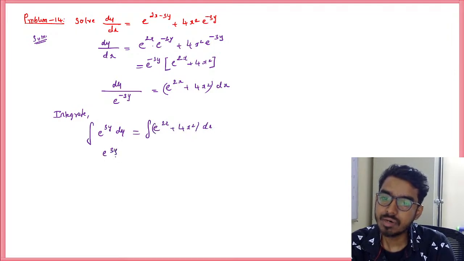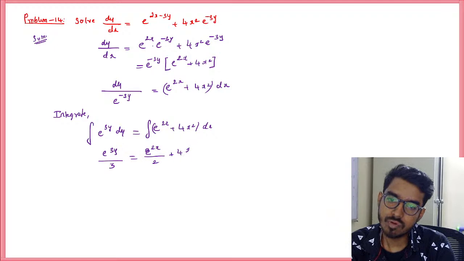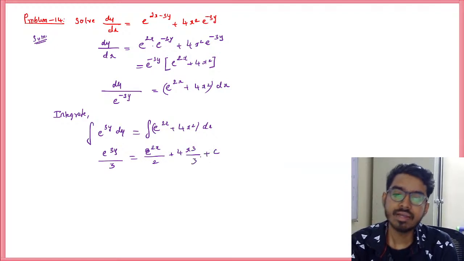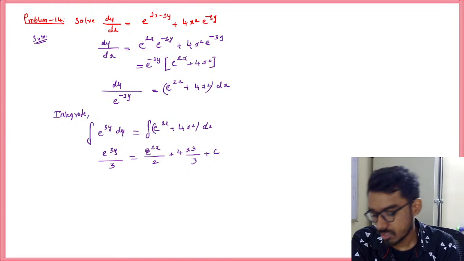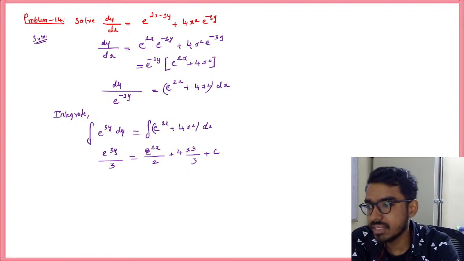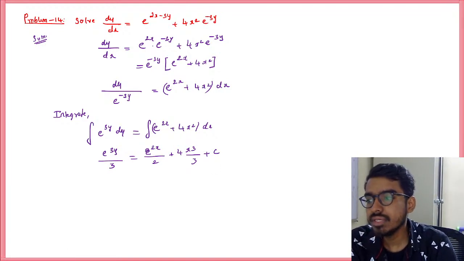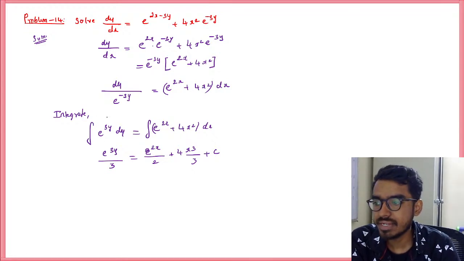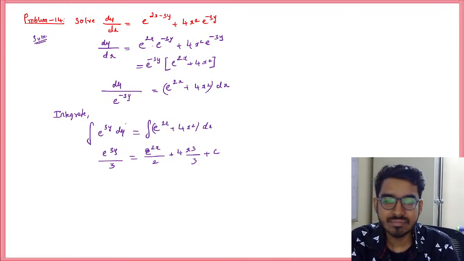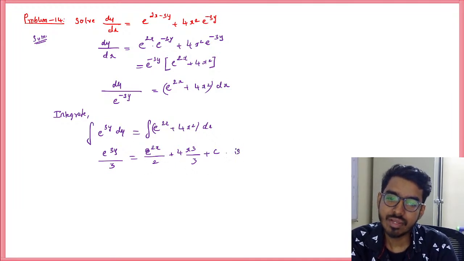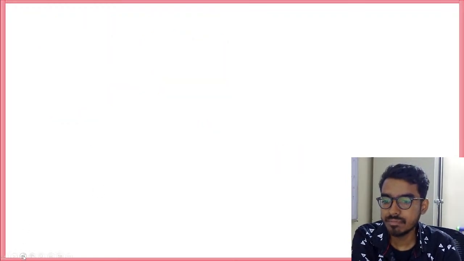So this will be e power 3y by 3 will be e power 2x by 2, right? And this will be 4x cubed by 3. Let us add some constant. So e power 3y by 3 is equal to e power 2x by 2 plus 4x cubed by 3 is the required answer. If you want, you can take LCM, right? LCM will be 6, right? If you want, you can simplify this more, right? It's the required solution. On to problem number 15.